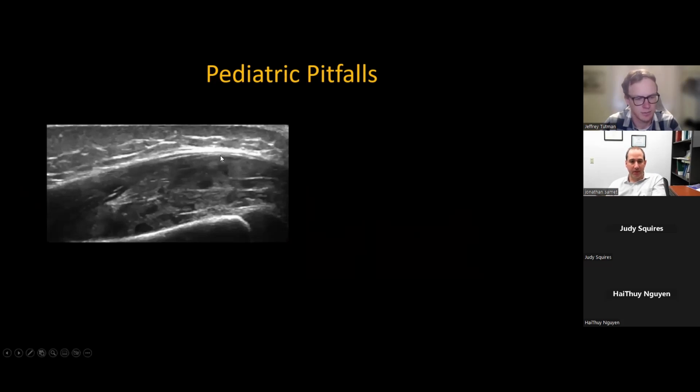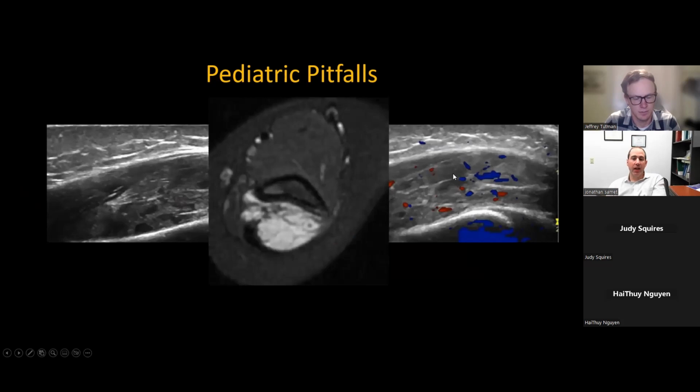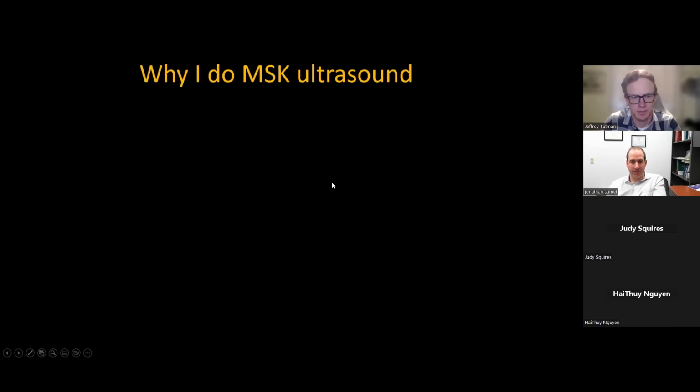Here was an example of an unusual mass. This is a posterior elbow mass. It looks solid. What is it? Has some flow. We were confused, did an MR, and it just looks like a typical venous malformation, lobulated margins, a little phlebolith. So there definitely are pitfalls. And these venous malformations can look kind of more confusing sometimes if they're surrounded by muscle.